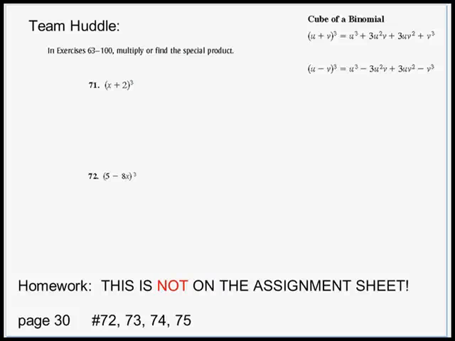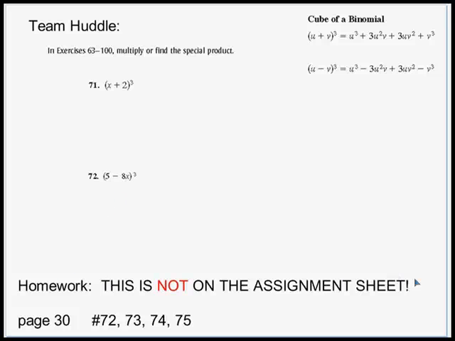All right, a couple problems to try for practice. Team huddle. Here we have a simpler one, x plus 2 quantity to the third. And here's a little more complicated one. Here you're going to grab a calculator probably when you're squaring that x and cubing that x. You're going to get some big coefficients, like 72.